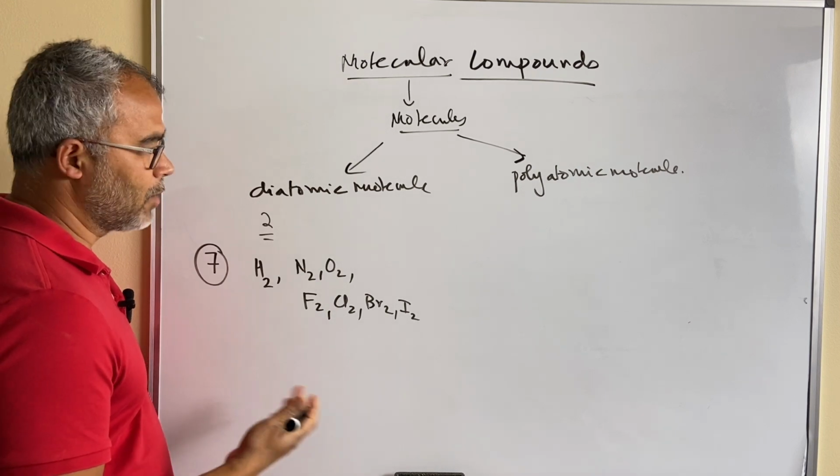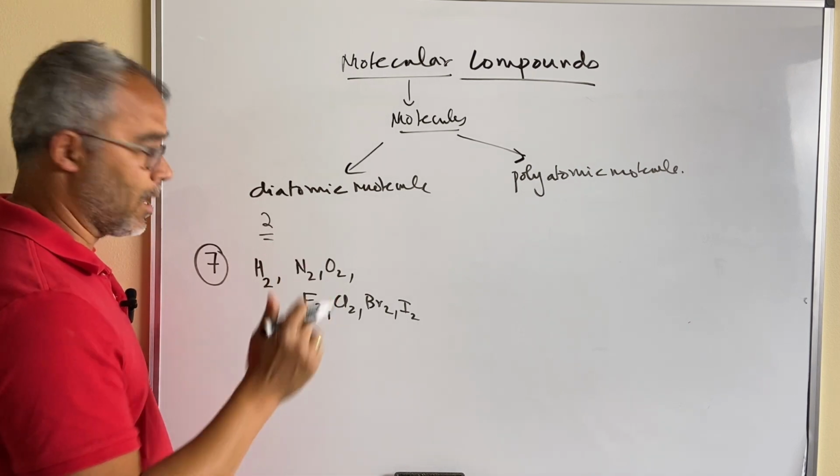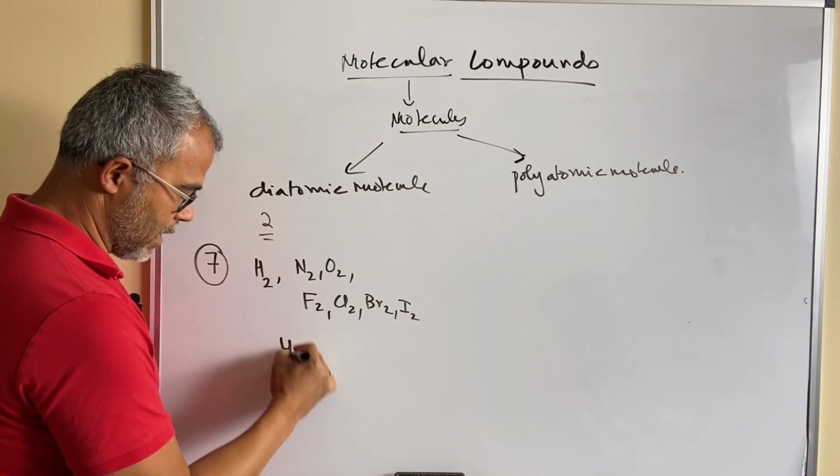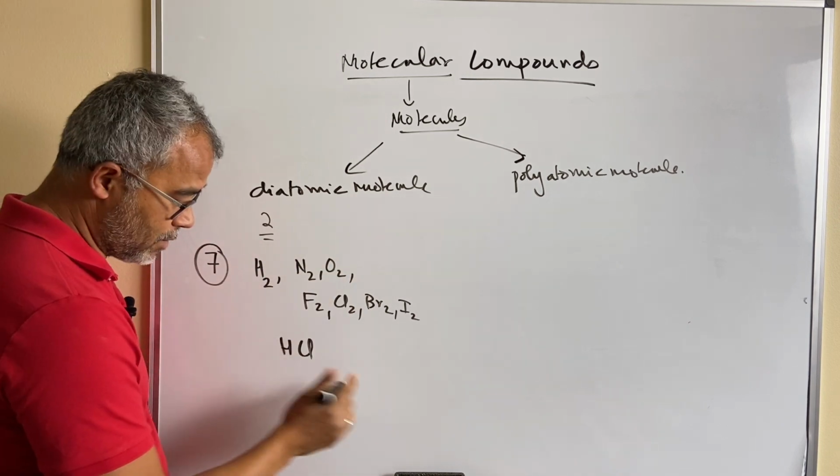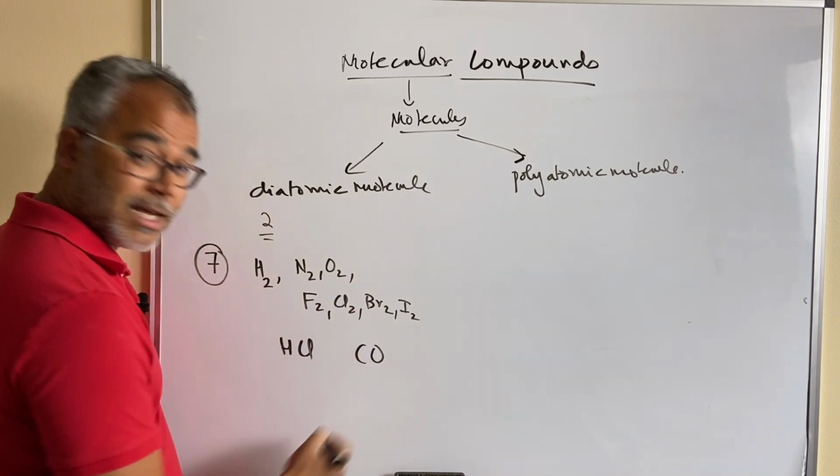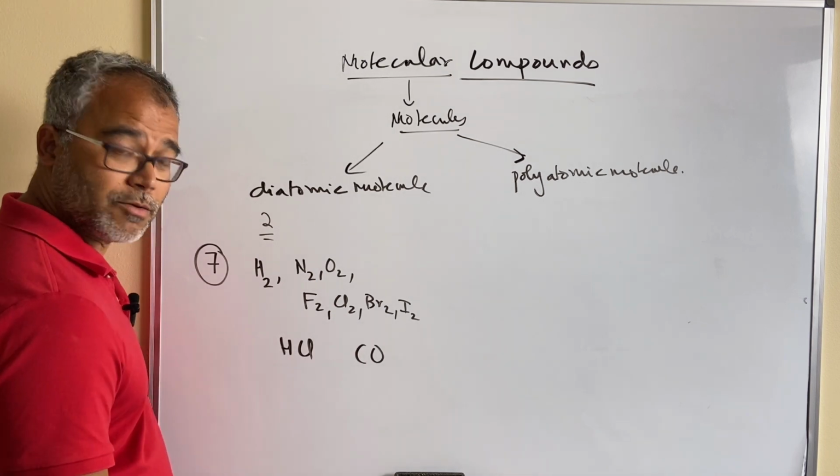Then there are other diatomic molecules that have 2 different atoms. So examples would be HCl. So see, 2 different atoms. You could have carbon monoxide, 2 different atoms, right?